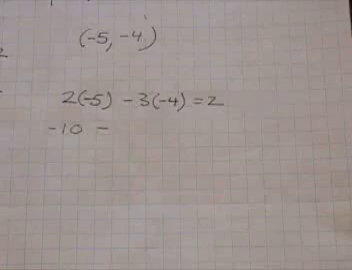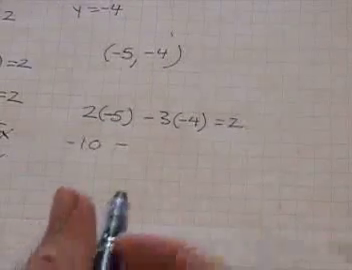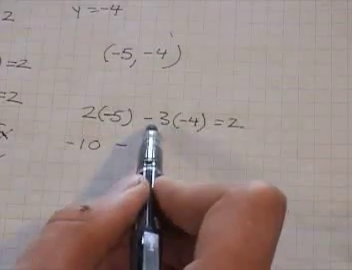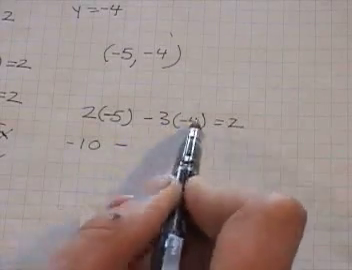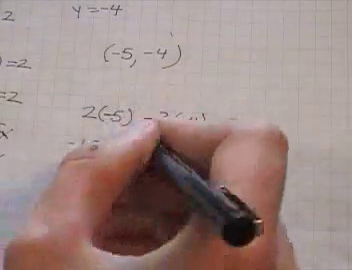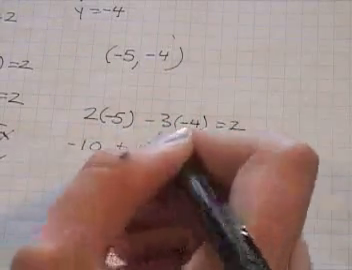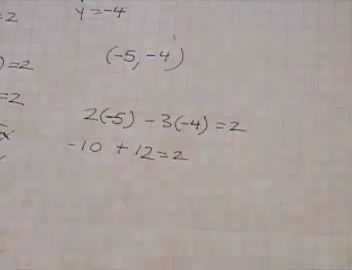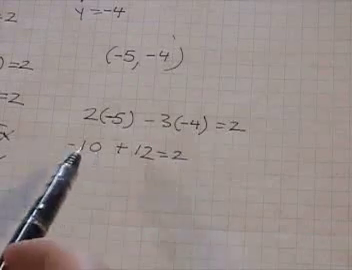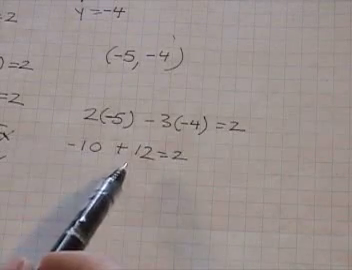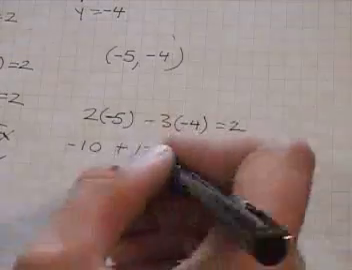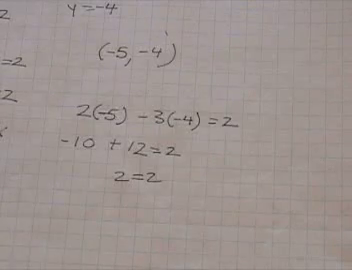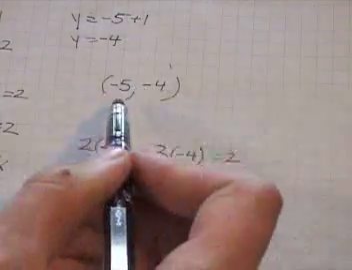This is minus. Actually, it's not minus. It will be plus, because a negative times a negative becomes a plus. That's the rule. So this is actually going to be a plus 12 right there. 3 times 4. That should all equal 2. Well, we know that if we subtract this 10 from the 12, we will get 2. So this comes out to 2 equals 2. So we've checked it. There you have it. We know that, in fact, this is the correct ordered pair.